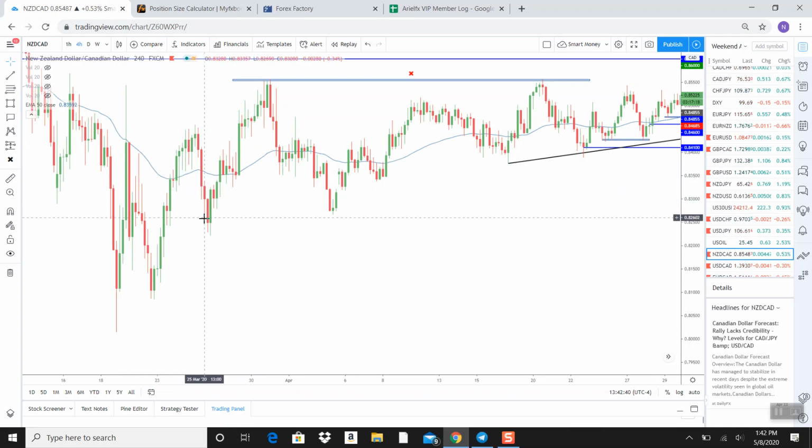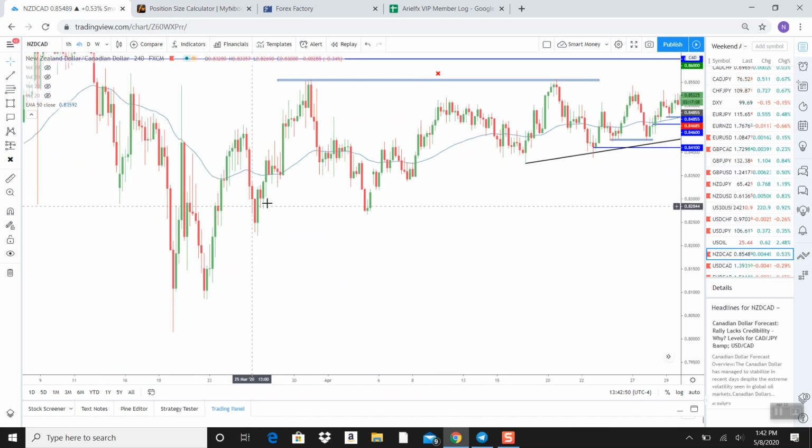All right, we see this pullback. Now we make a new high. Now we want to scale into this last point in here, because this is where we're going to be taking our trade. Now if we don't find anything in here, obviously we're not going to be taking a trade. We could be looking for some counter trend break, and then pull back to go long if we don't find anything in here. But if we do, then we can take this trade.